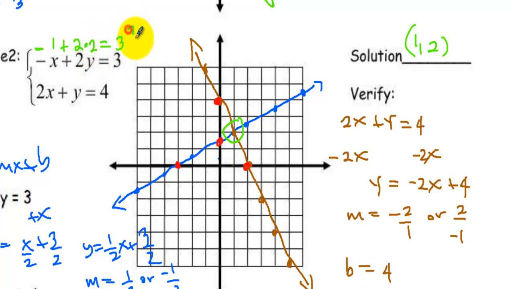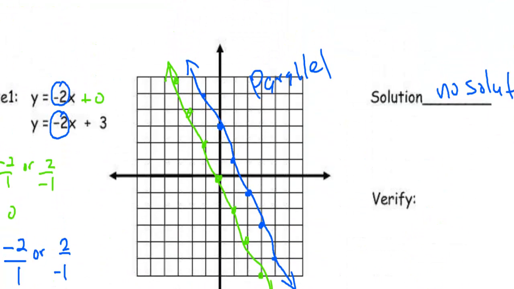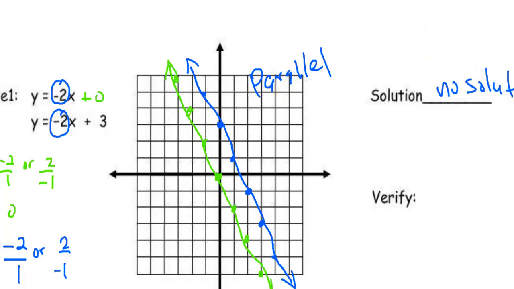Let's plug in: x is 1, y is 2. Is this equal to 3? We have here 2 times 2 is 4, minus 1 is indeed equal to 3. So that's correct. Now let's plug into the other equation. x equals 1, y equals 2. Is it equal to 4? 2 times 1 is 2, plus 2 is equal to 4. It is also correct. Now we verified that 1, 2 is indeed the correct solution for this linear system. Earlier, we didn't have any solution because there was no intersection.